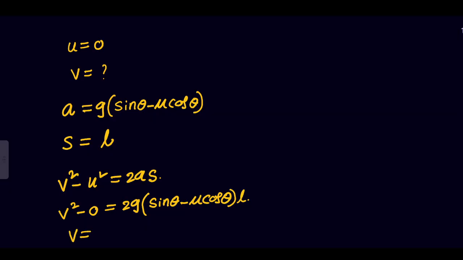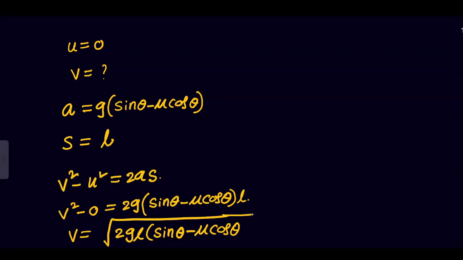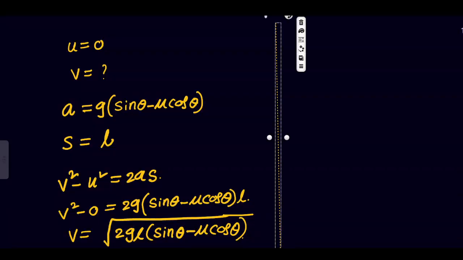So how much is this value? That is square root of 2gL into sine theta minus mu cos theta. This is the velocity. Now let's find the time also. How much time will it take to reach the bottom?